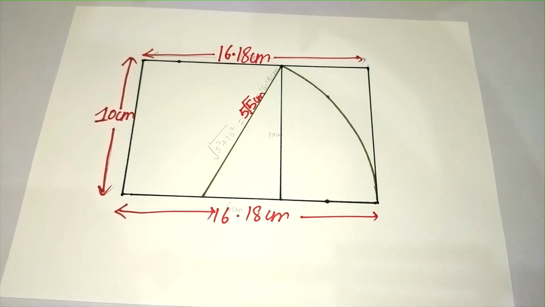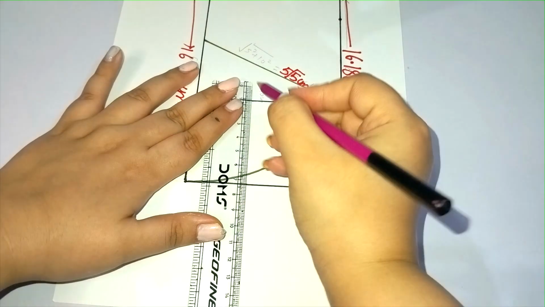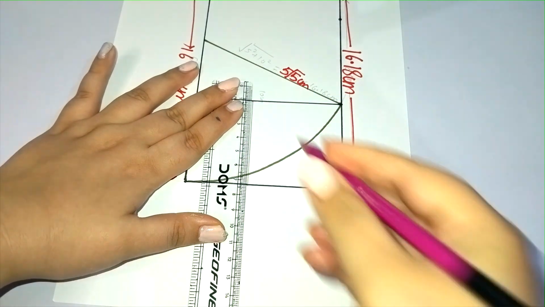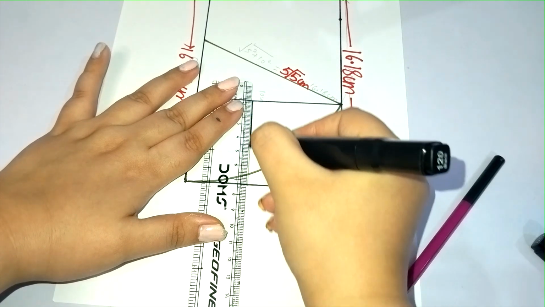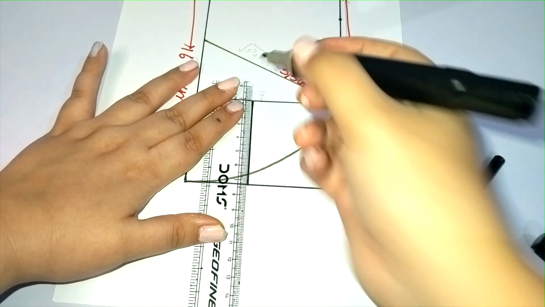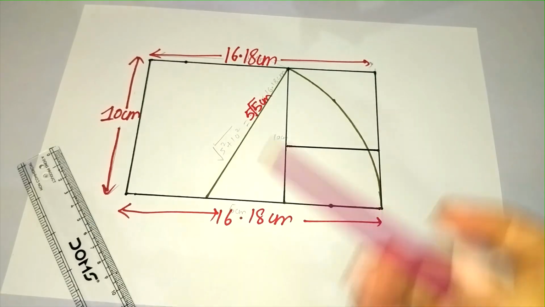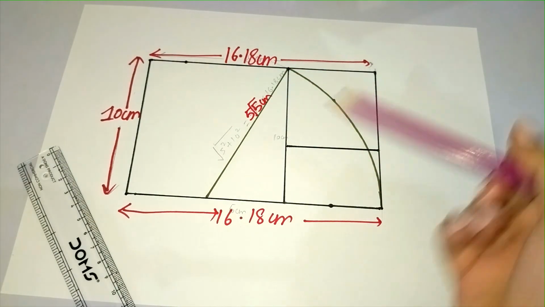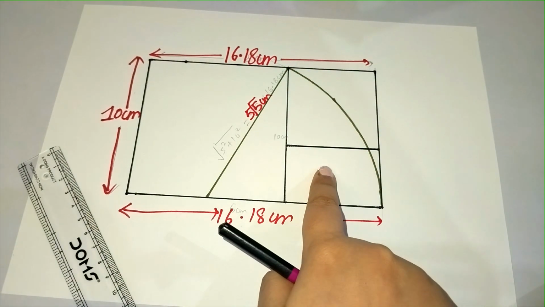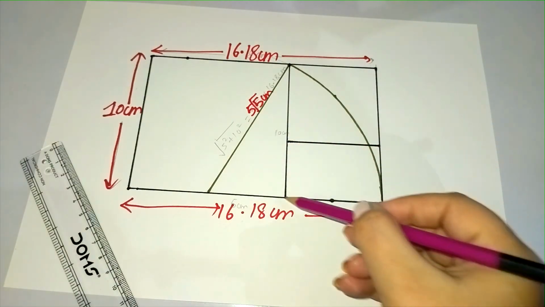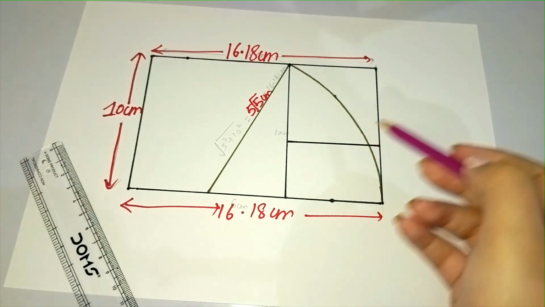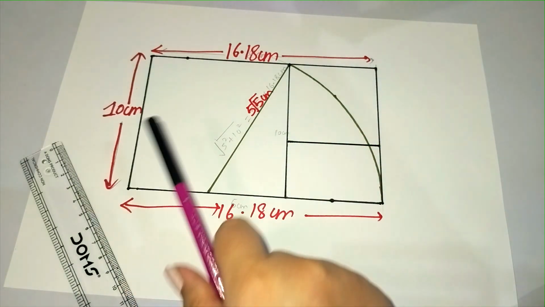Let me do it. See, again, we got a square and a rectangle, and this rectangle is also a golden rectangle. Now, if I further divide this rectangle into a square, we'll again get a golden rectangle. Let's see.